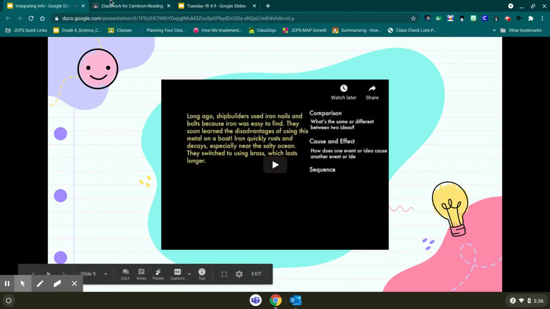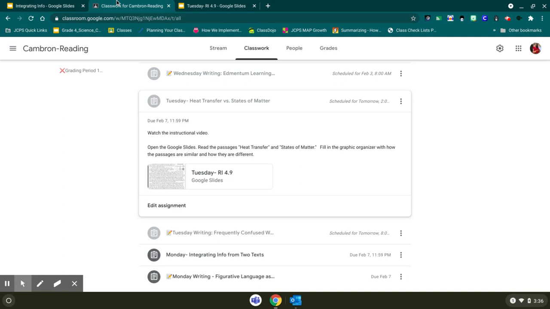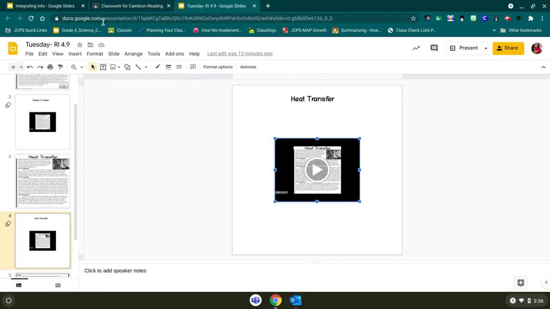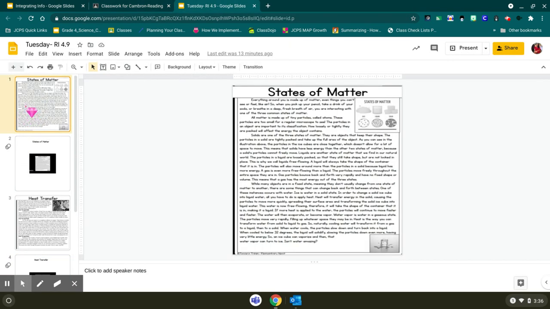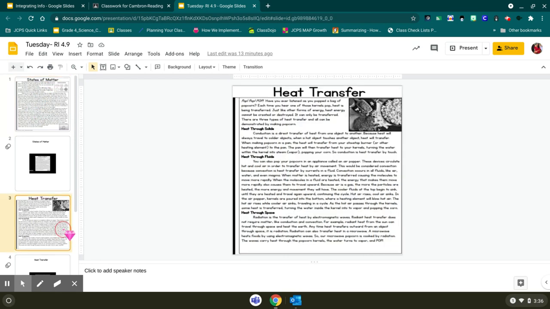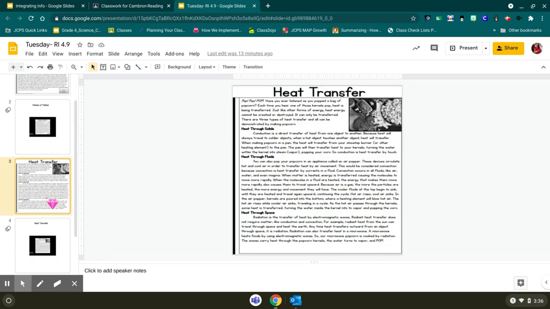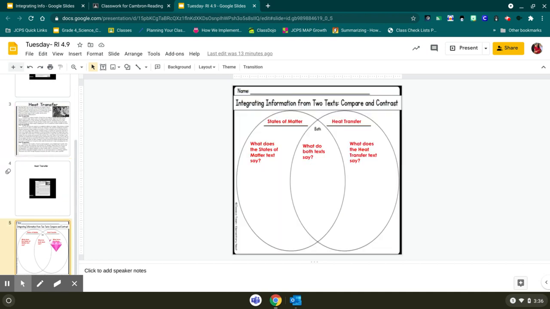Okay, so in your classroom today, fourth graders, you are looking for something called Tuesday Heat Transfer versus States of Matter, and it is a Google slide. Now, when you open it, it will look like this. So you have two reading passages, one about states of matter and one about heat transfer that you are reading. And just like we did together, you are going to fill out your graphic organizer.